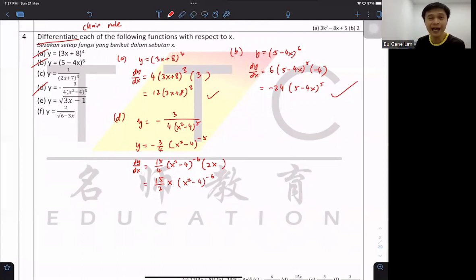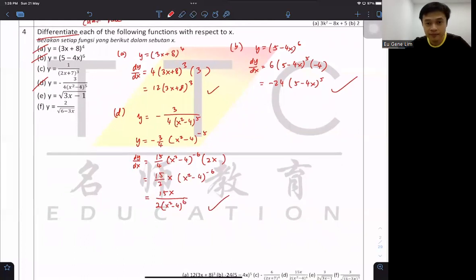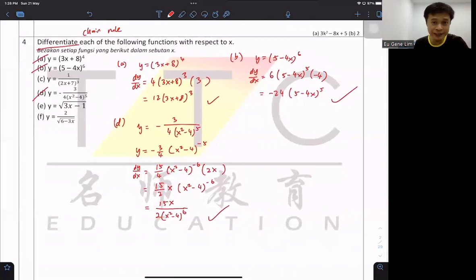But normally I like to put it back to the bottom. When I have power negative, I like to put it back to the bottom. So 15x over 2 bracket x squared minus 4 power 6. Like that. So use chain rule, use this method when the power is too big, when you cannot expand.